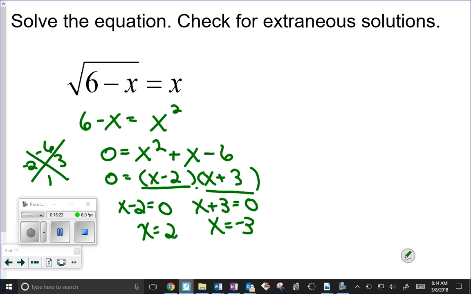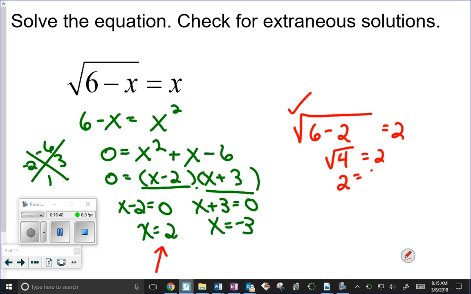Well, let's see. I might check. Let's go back to the original equation and check the 2. So 6 minus 2 equals 2. That'd be the radical 4. That works, because 2 equals 2. So 2 is good.